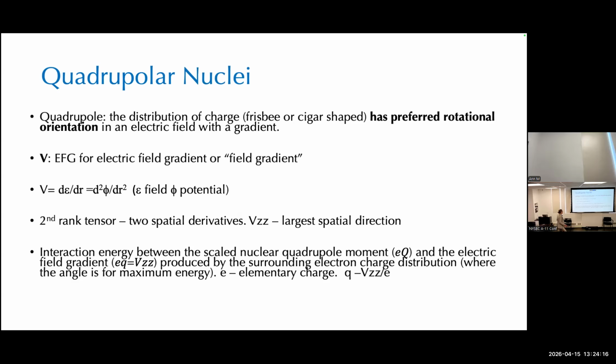Now, the interaction energy is between a scaled nuclear quadrupole moment, eQ, and the electric field gradient. It's just the product between those two that gives you an energy. Again, throughout, e is the elementary charge. And sometimes you see the symbol q, and q refers to that field gradient over it.